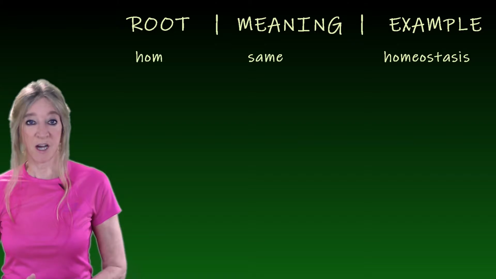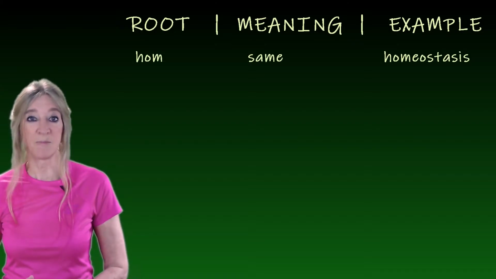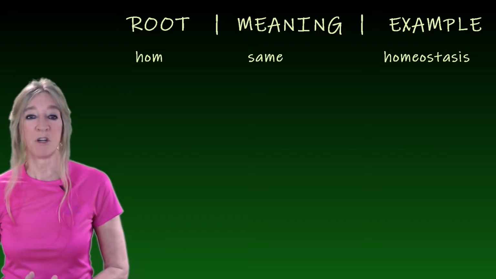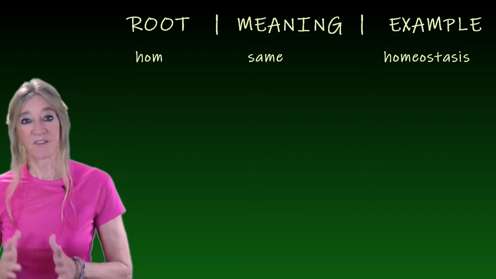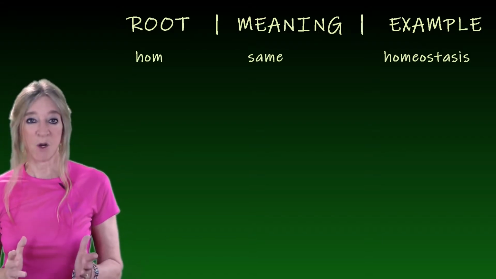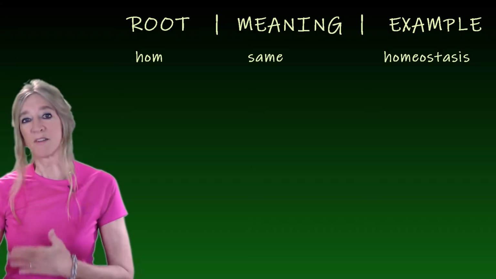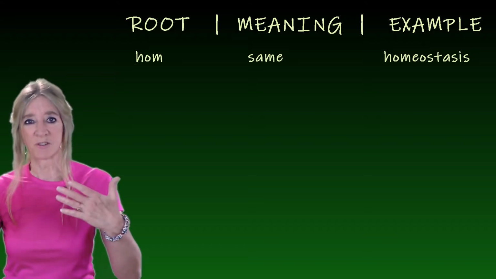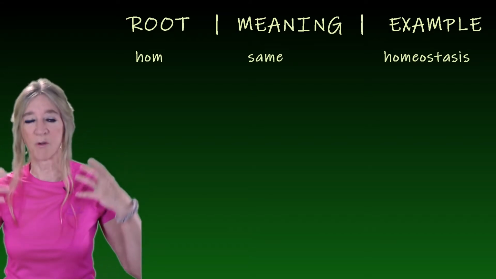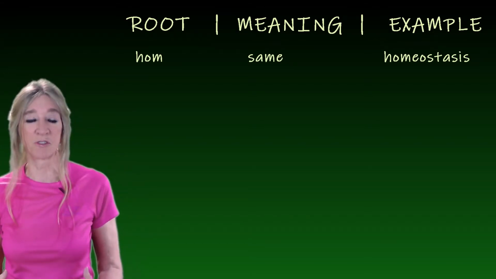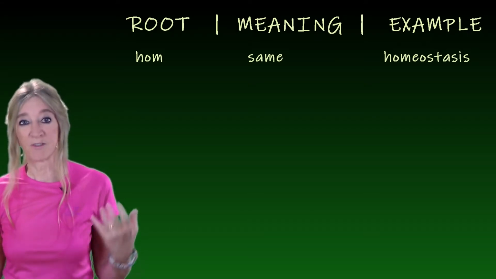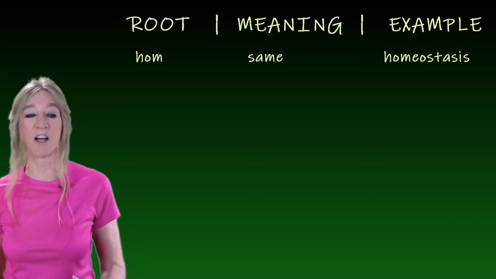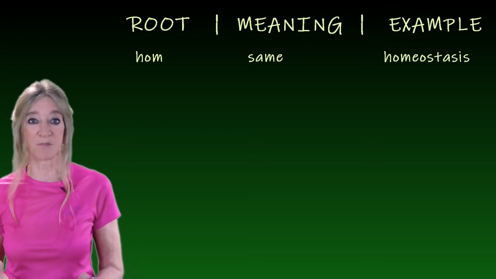The next root, hom or home, meaning same. An example, homeostasis, staying the same, which is the body's self-regulating mechanisms. For instance, reactions to extreme heat or extreme cold, the body will adjust its temperature. This is in contrast to simply, for instance, adding or removing clothing. Your body itself has self-regulatory mechanisms.